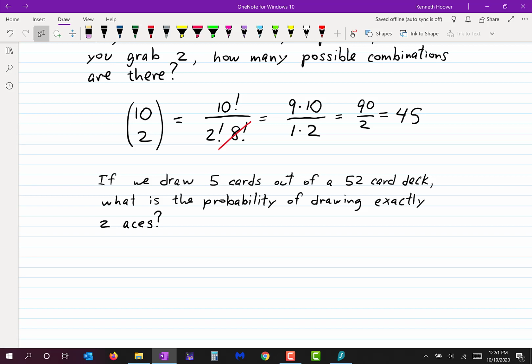Let's make sure you understand that, because it's important. So this means drawing 2 aces and 3 non-aces.